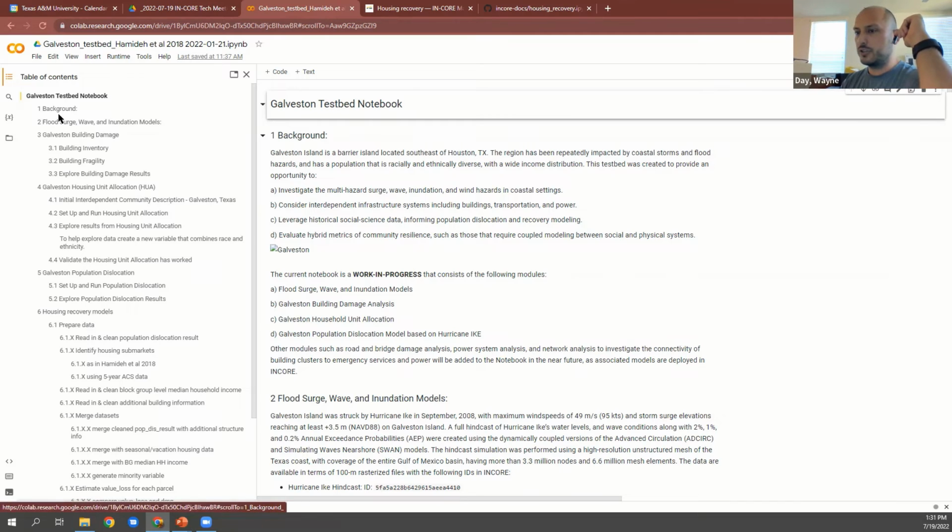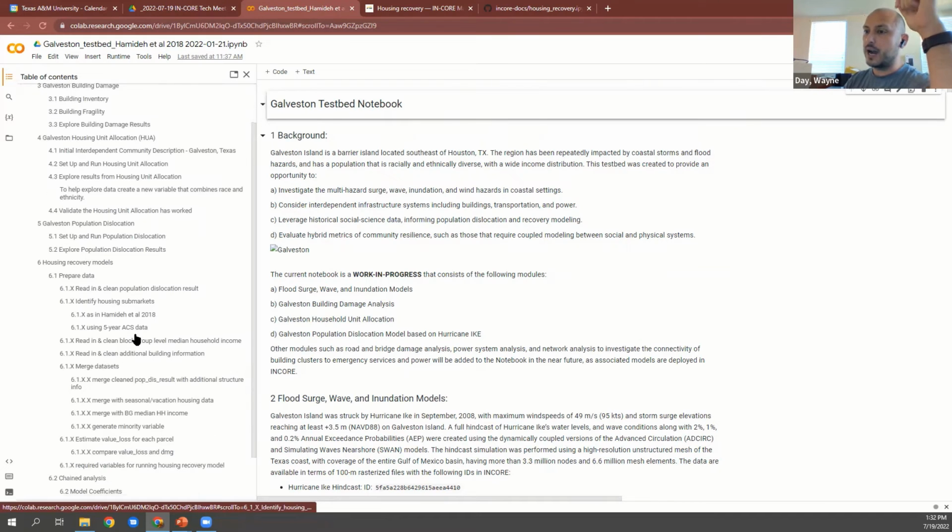So you see, we've got flood, surge, wave, inundation models, Galveston building damage, Galveston housing unit allocation, and then, as it is now published out there, Galveston population dislocation is the last analysis that's in the Galveston testbed notebook. And then I tacked on the housing recovery model here at the end, because I'm chaining this analysis and trying to link it with data that comes before that.